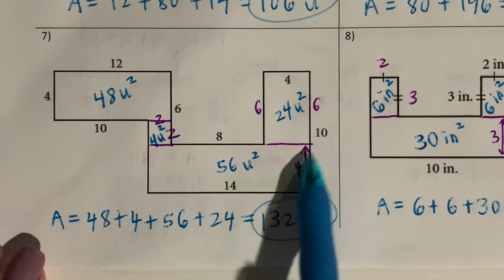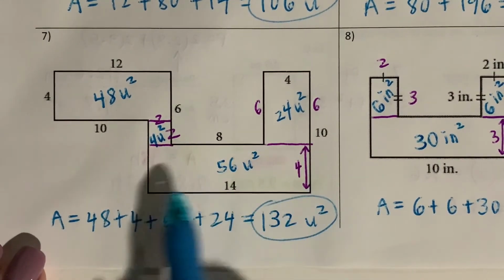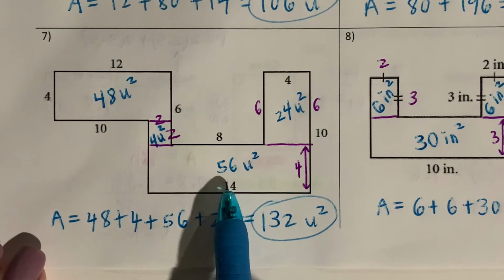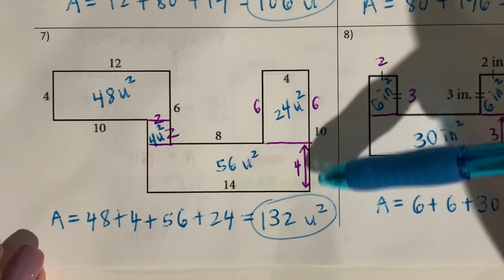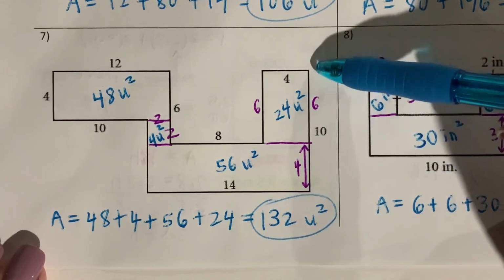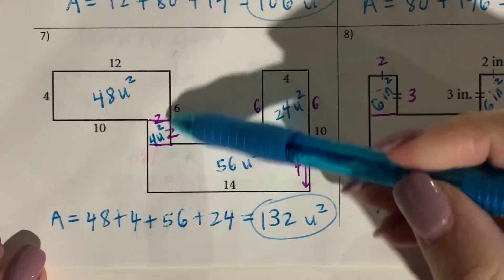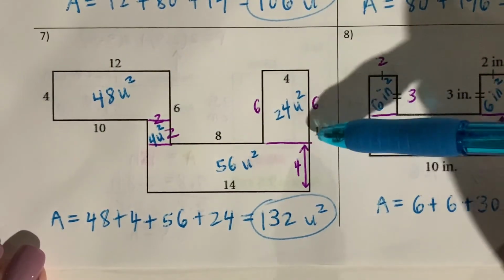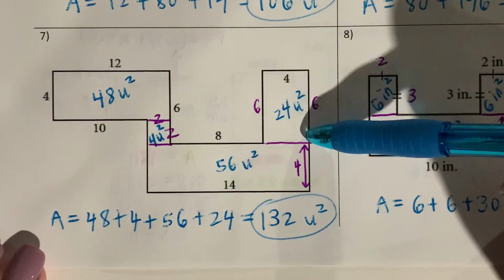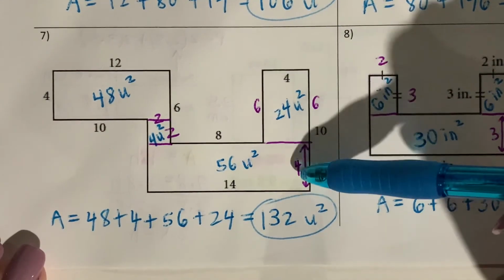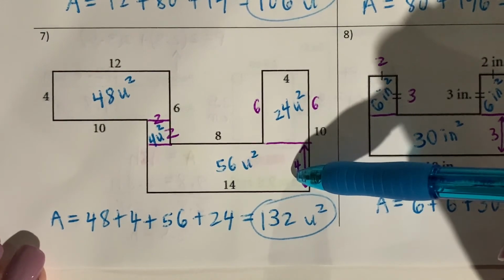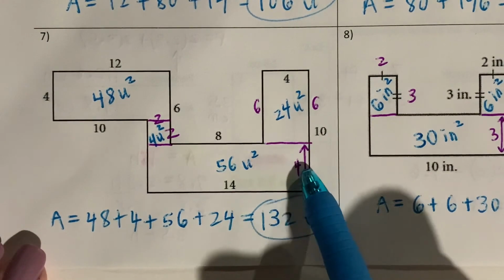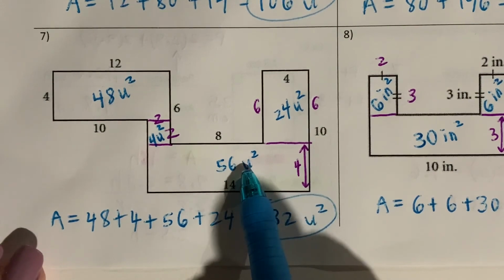For my rectangle down here, I noticed that along the bottom, my base was 14, but I had to figure out my height. Along this side, I saw 10 units. Over here was 6 units, which means both of these here are 6 units. So I did 10 minus 6 to get 4. So now that I know that this is 4 units, 14 times 4 gives me 56 square units.